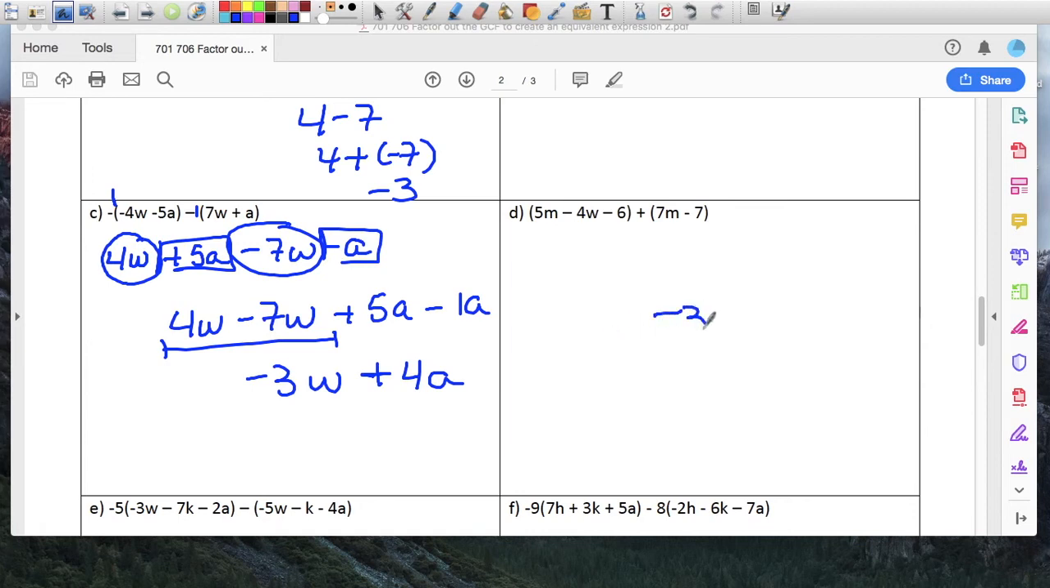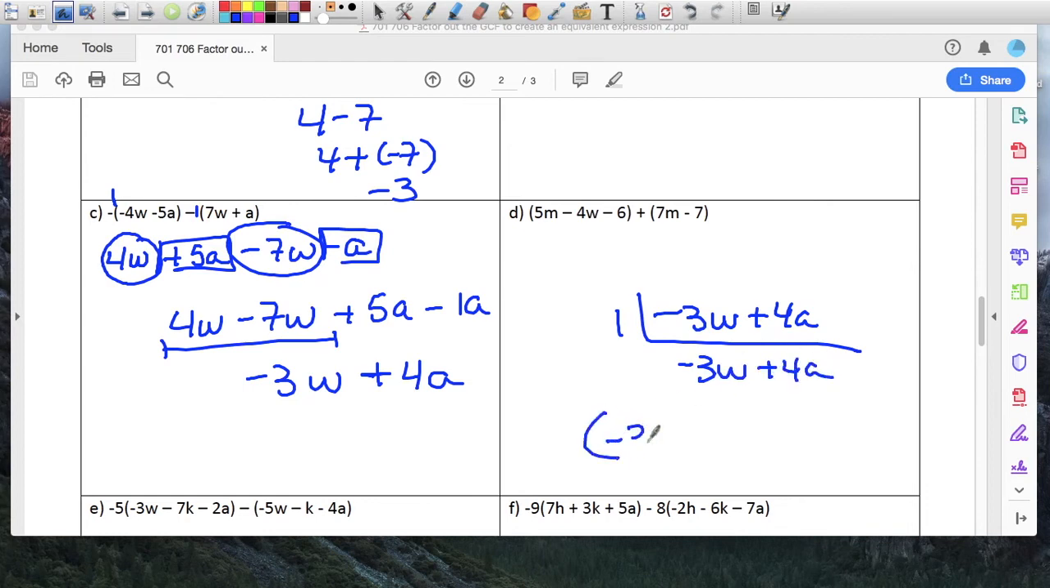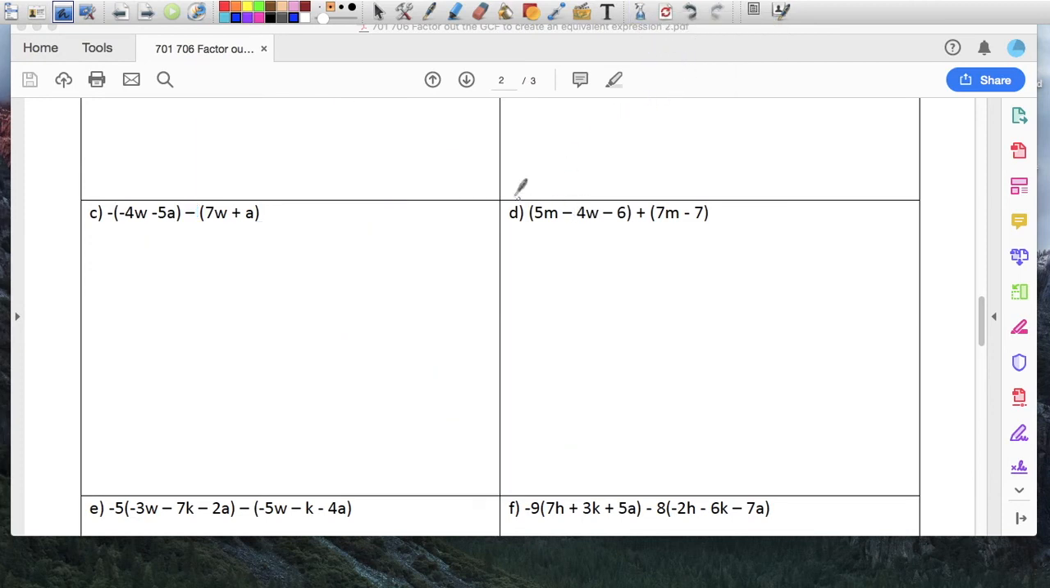So if you do negative 3w plus 4a, the only common factor is 1. It's going to be 1 times negative 3w plus 4a. So if you put this in parentheses, it's going to be negative 3w plus 4a, and you can put a 1 there if you like. Okay. And this times this is this. And this 1 times 4a is 4a.